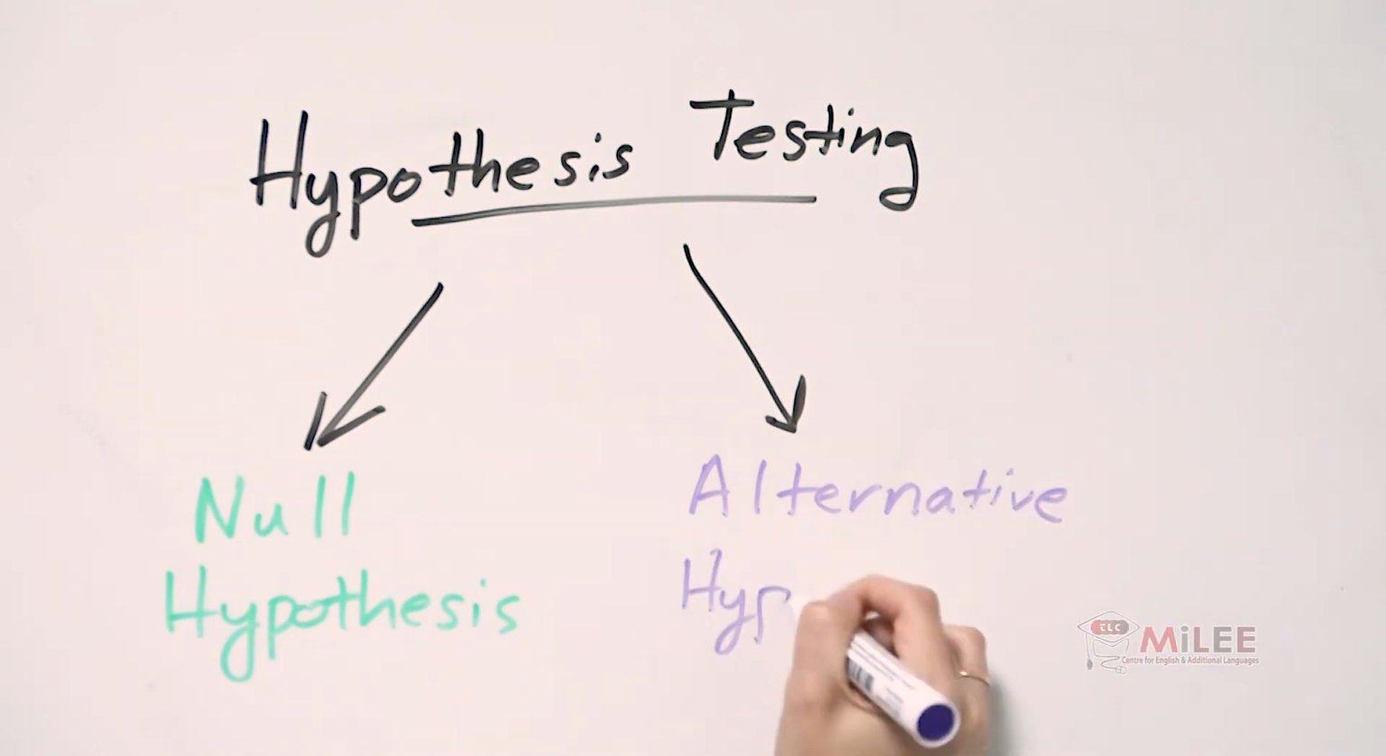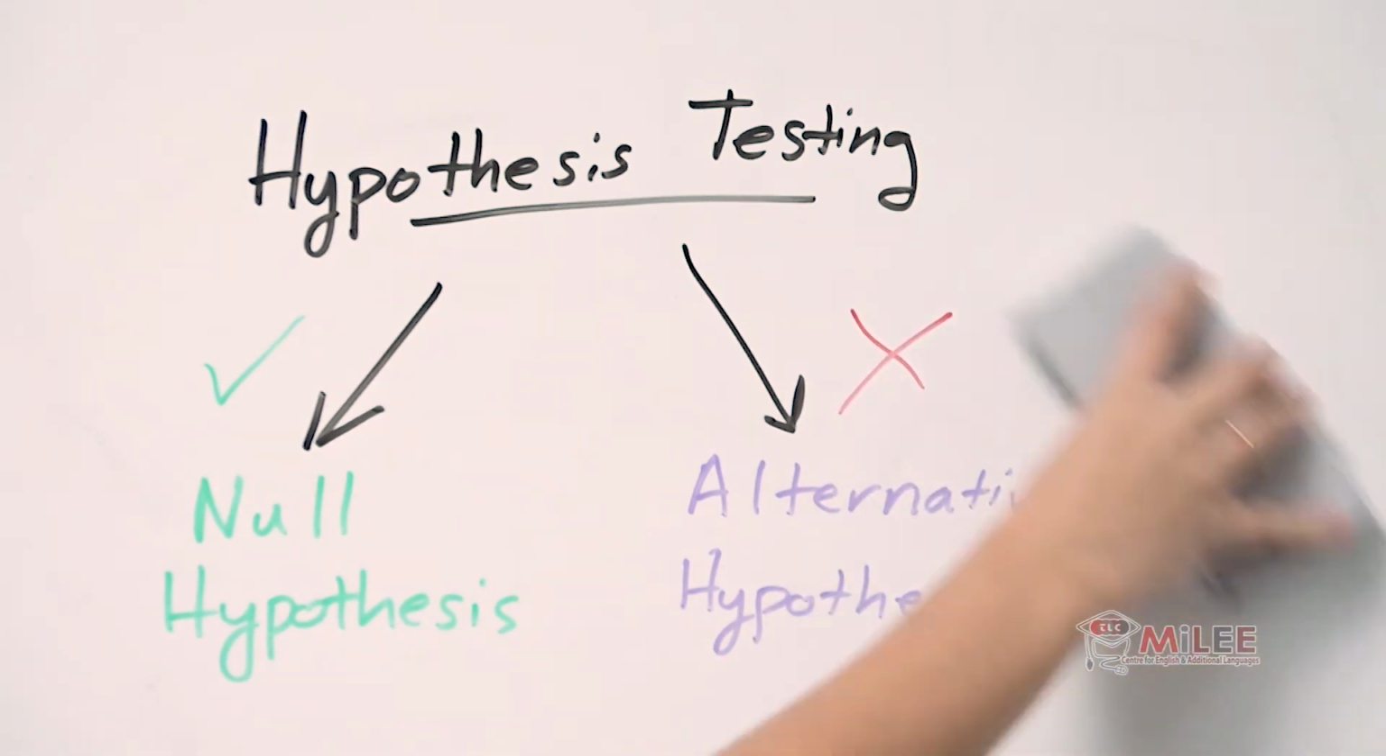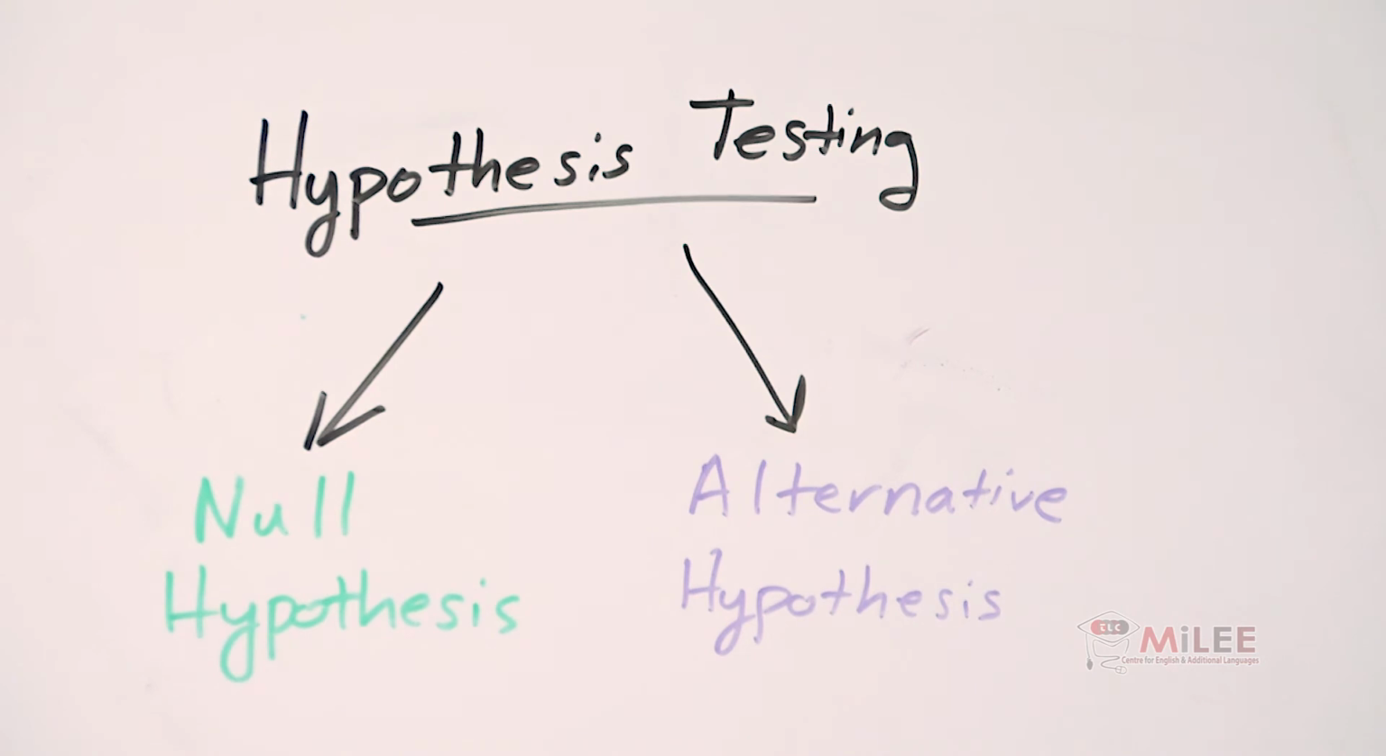In a later video, we'll talk in more detail about how to decide when to reject your null or alternative hypothesis. But for now, just remember, every hypothesis has two parts.